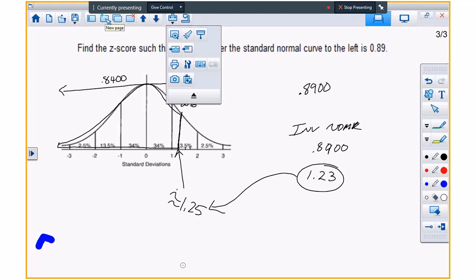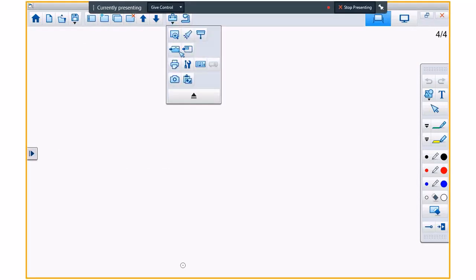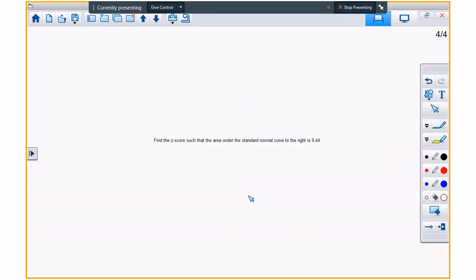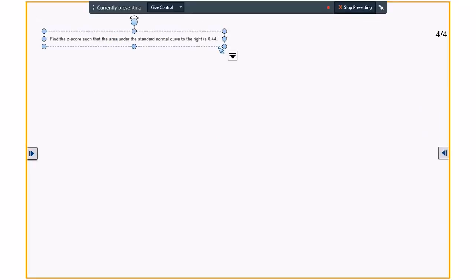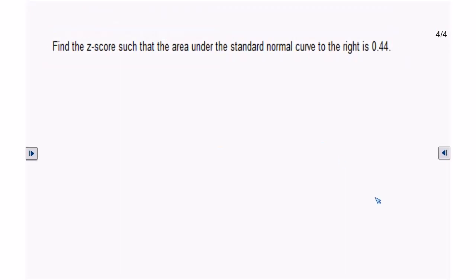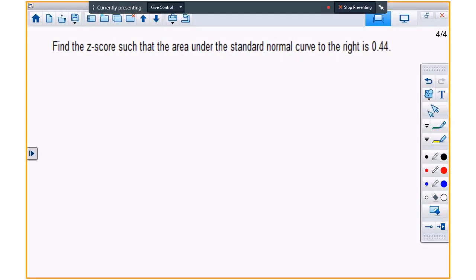Next. So that was number 4. Here's number 5. Some of y'all will stare at this one for a while, unless you draw a picture, and it might help you.